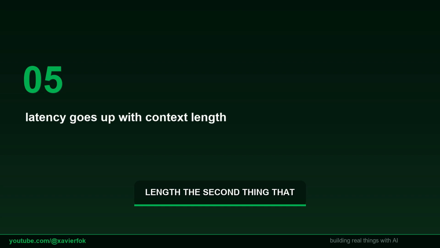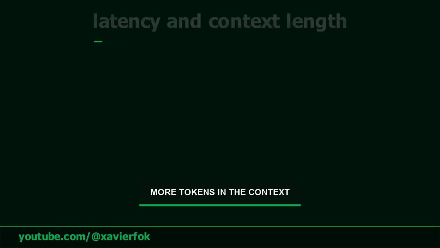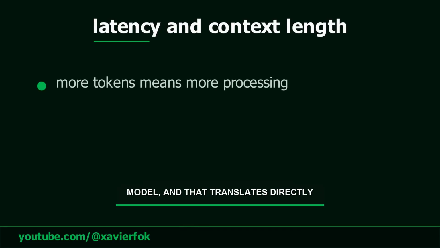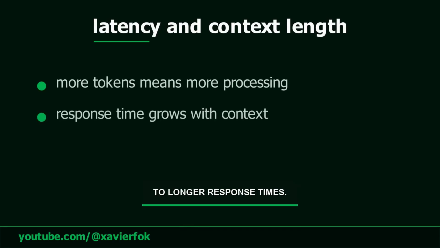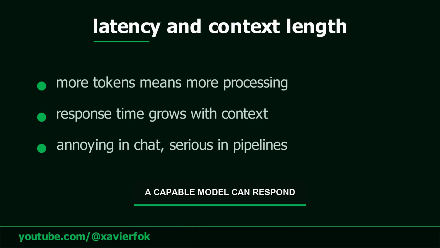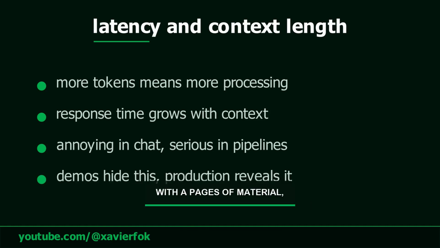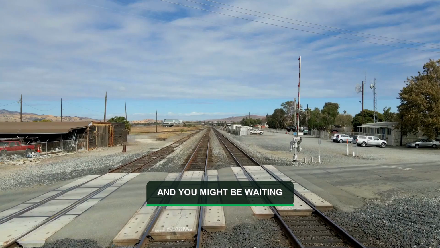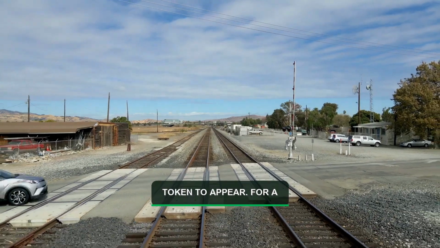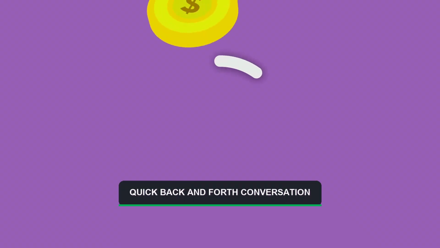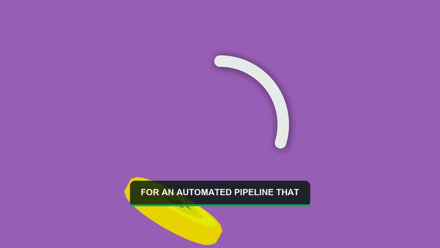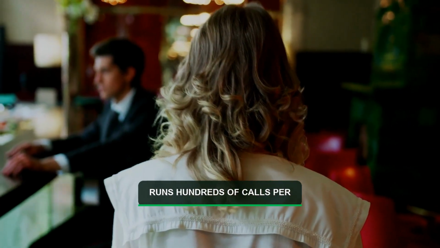Latency goes up with context length. The second thing that gets worse with a bigger context is speed. More tokens in the context means more work for the model, and that translates directly to longer response times. On a short prompt with a tight context, a capable model can respond in a second or 2. Fill that same model's context with 100 pages of material, and you might be waiting many seconds for the first token to appear. For a quick back-and-forth conversation that is annoying. For an automated pipeline that runs hundreds of calls per day, it compounds into a serious slowdown.